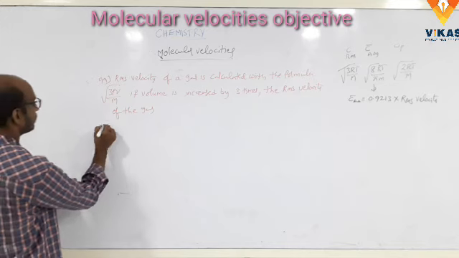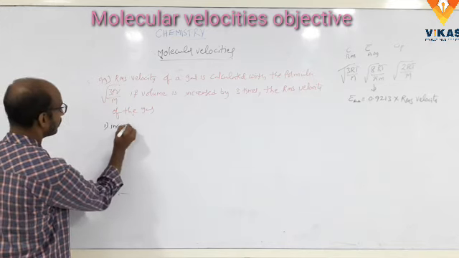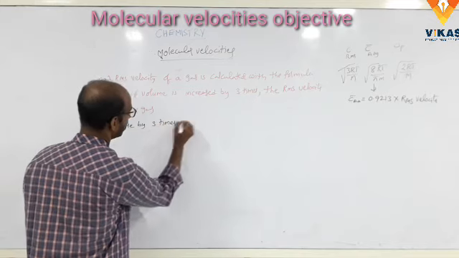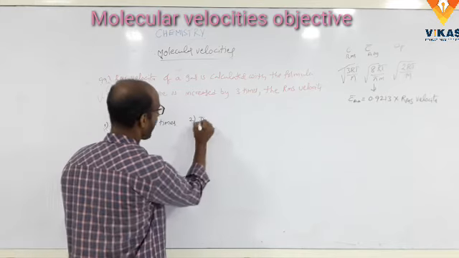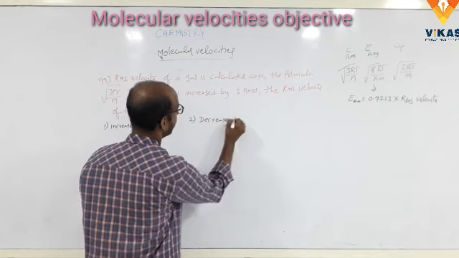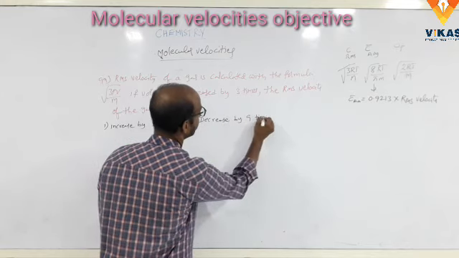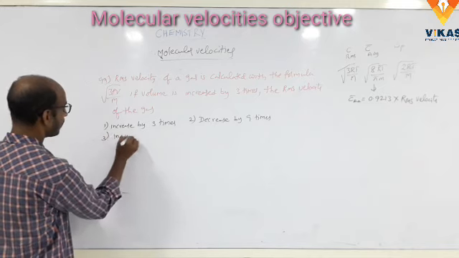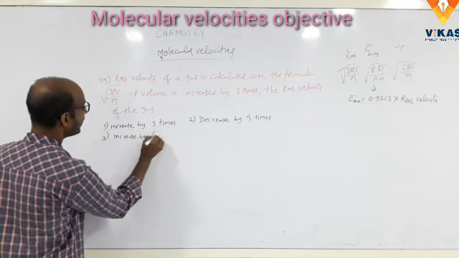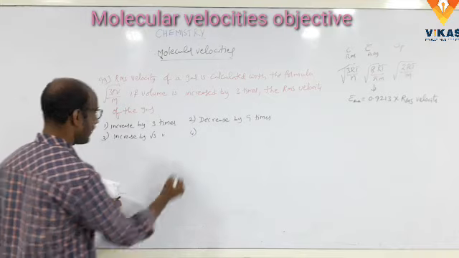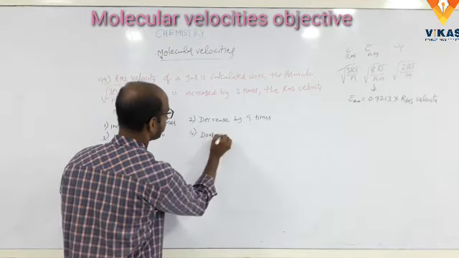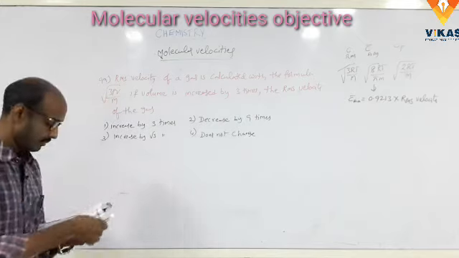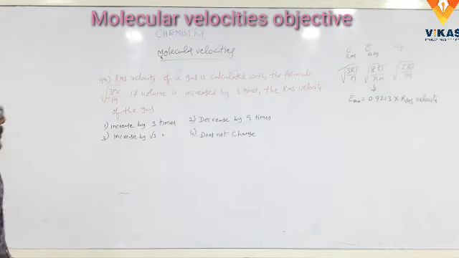Number 1, increase by 3 times. Option 2, decrease by 9 times. And third one, increase by root 3 times. And fourth one, does not change. That is the question, and 4 options.